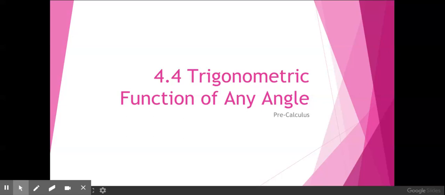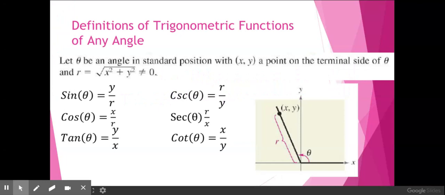So this is section 4.4 on trig functions of any angle. Now when we look at the trig functions, we're not just going to be looking at them from values on the unit circle. The unit circle has a radius of 1. What if we have a point that doesn't fall on a circle with a radius of 1? We can still find all 6 of the trig functions.